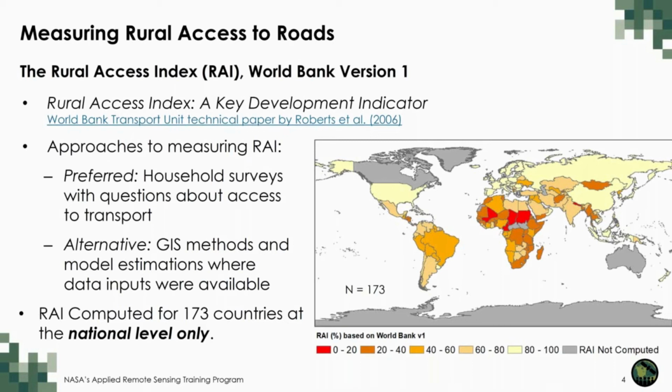The preferred approach was the use of household surveys that include questions about access to transport, as this approach can capture how such access relates to household characteristics such as income and access to services such as health facilities. The alternative was the use of map data, specifically GIS methods and model estimations, to determine the number of people living within the specified catchments of the road network. Based on the methods in this report, the RAI was computed for 173 countries at the national level only, using mainly household survey data.